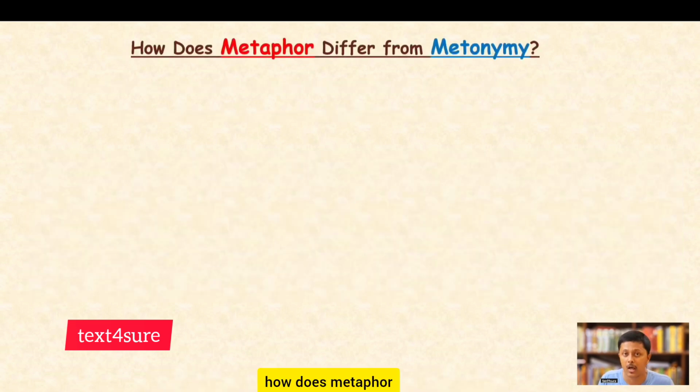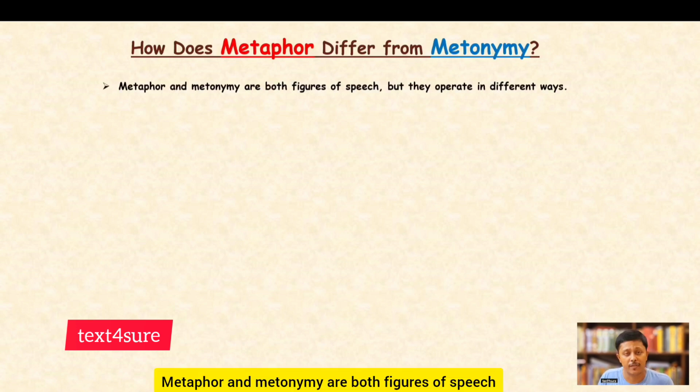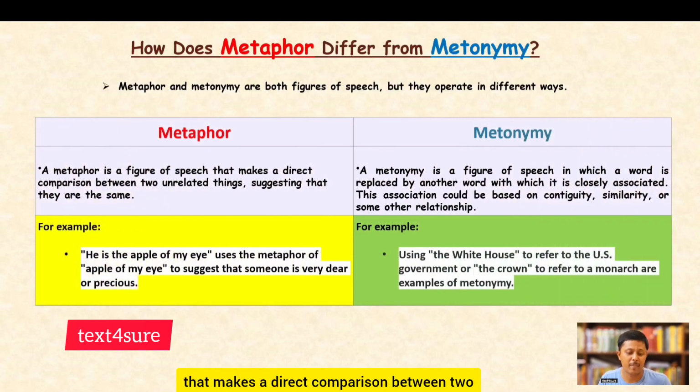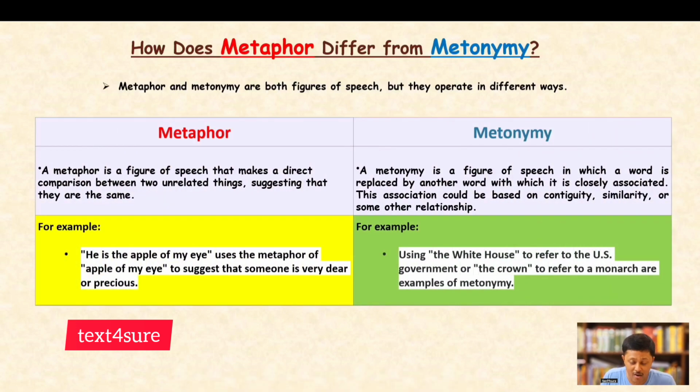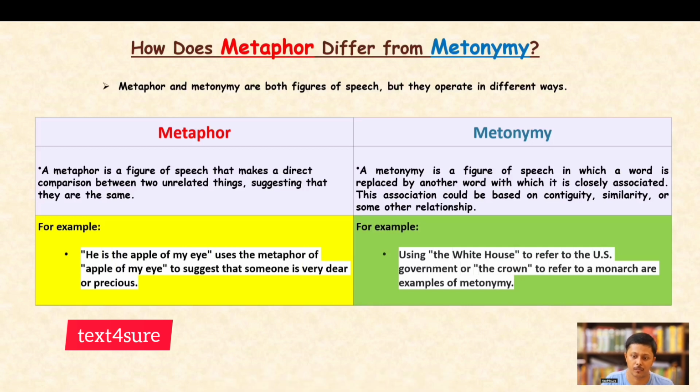Now you have to understand how metaphor and metonymy differ. Metaphor and metonymy are both figures of speech, but they operate in different ways. Whereas metaphor is a figure of speech that makes a direct comparison between two unrelated things, suggesting that they are the same. For example, he is the apple of my eye. He uses the image of an apple of my eye to suggest that someone is very dear or precious. So something is given and it is expressed in a different way.